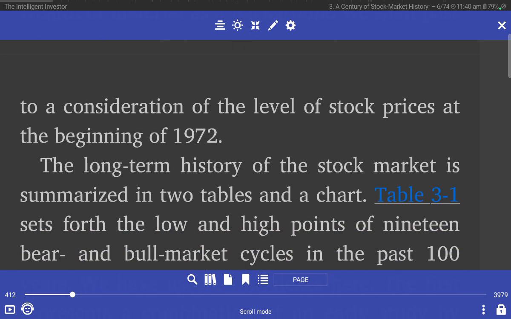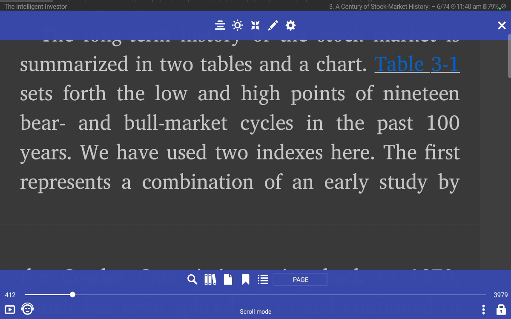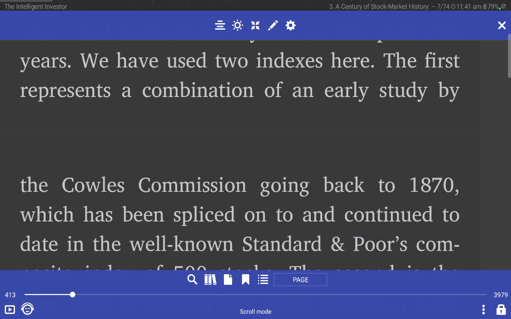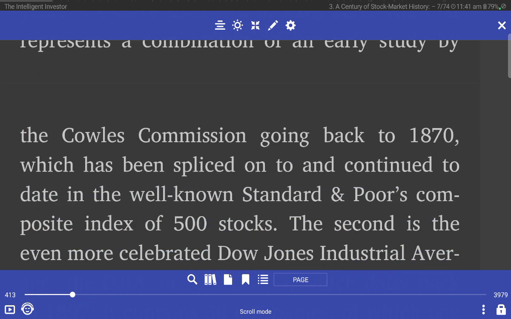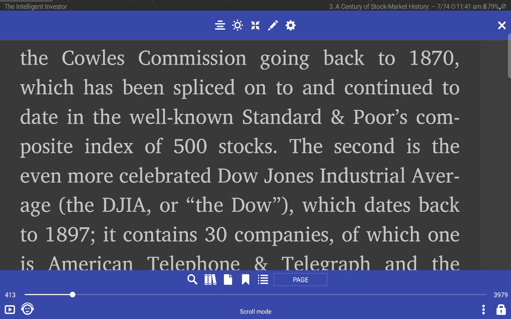The long-term history of the stock market is summarized in two tables and a chart, set out for the low and high prices of the 19 bear and bull market cycles in the past 100 years. We have used two indicators here. The first represents a combination of early studies, by the Cowles Commission going back to 1871, which has been spliced up and continued to date in the well-known Standard & Poor's composite index of 500 stocks.